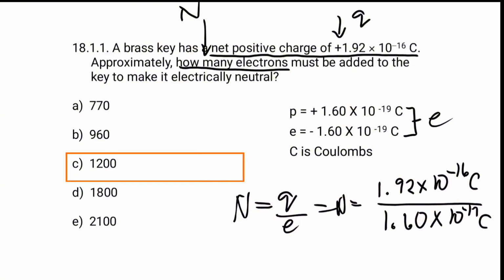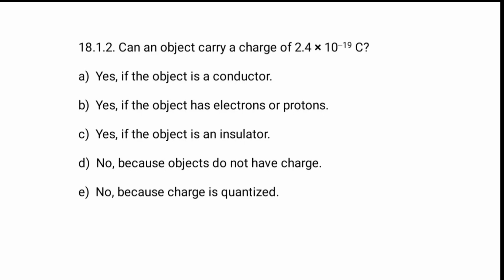Okay? Now, let us proceed. Next question: can an object carry a charge of 2.4 times 10 to negative 19 coulombs? Is it A, yes, if the object is a conductor; B, yes, if the object has electrons or protons; C, yes, if the object is an insulator; D, no, because objects do not have charge; or E, no, because charge is quantized?